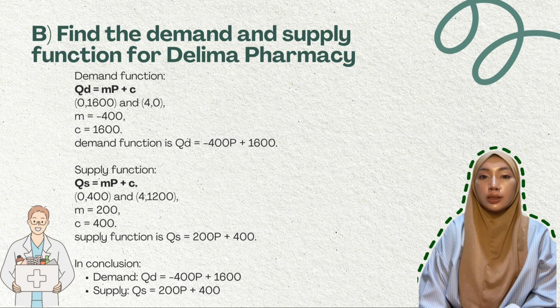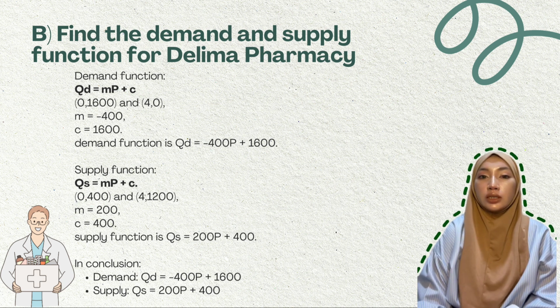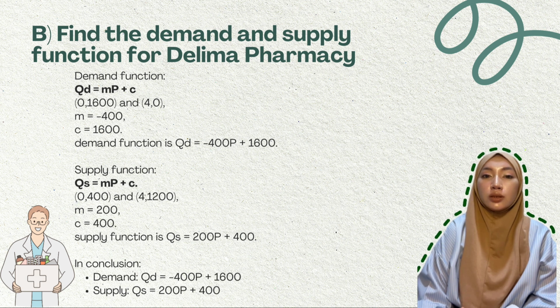Assalamualaikum and good day. Next, I will present the demand and supply function for the Delima pharmacy. First, the demand function. This shows the relationship between price and quantity demanded. We use the formula QD equals MP plus C. So we conclude the slope M is minus 400 and the intercept C is 1600.